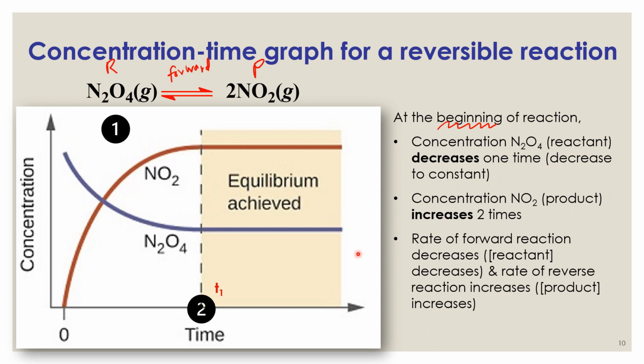So as the reaction proceeds, rate of forward reaction will decrease. Okay, kenapa rate forward reaction decreases? Ini adalah kerana concentration of the reactant will decrease as the reaction proceeds and concentration of the product will increase. So apabila concentration of the product is higher than the reactant, rate of reverse reaction will increase. So tindak balas berbalik akan berlaku.